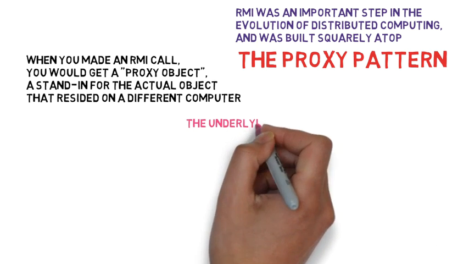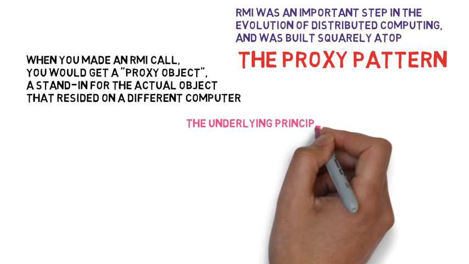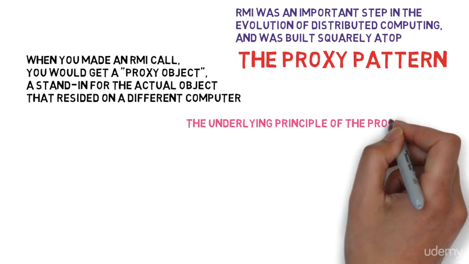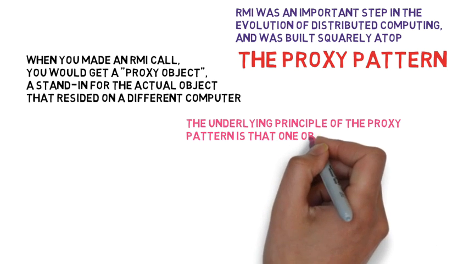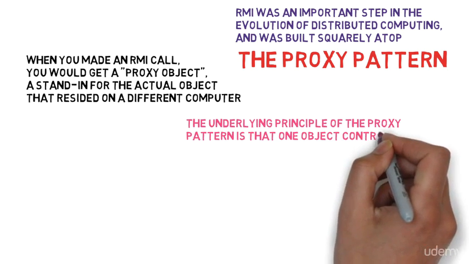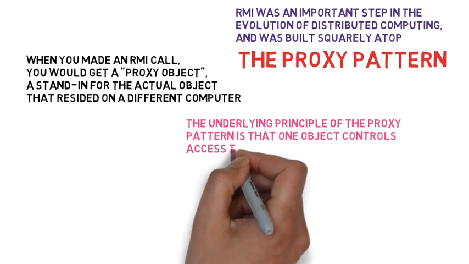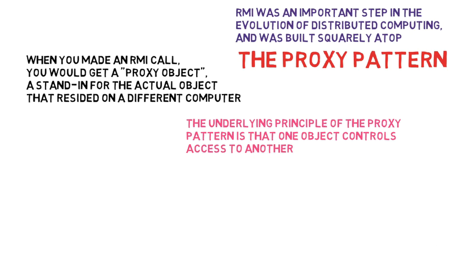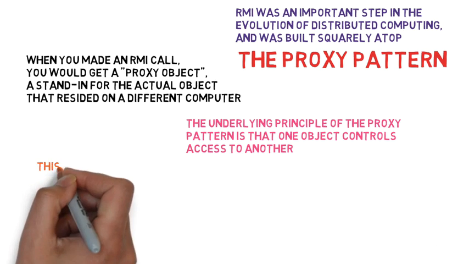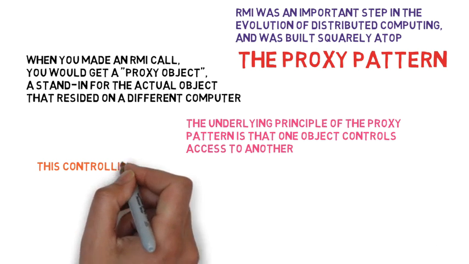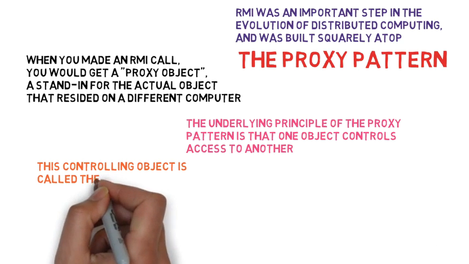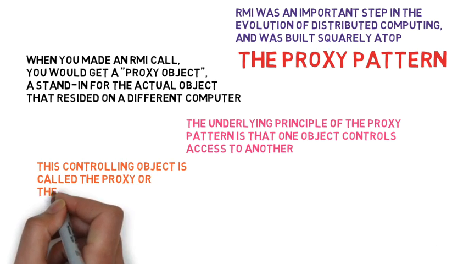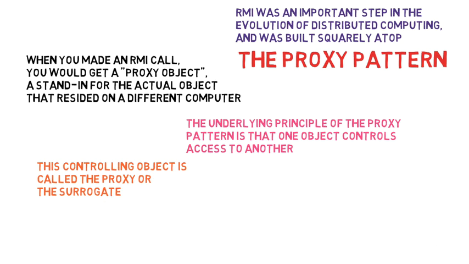The underlying principle of the proxy pattern is that one object, that is the proxy, controls access to another. What does this mean? This means that anytime you want to access the real subject, which perhaps is on a different computer or could be on the same, you have to go through the proxy. The proxy gates access to the real subject. The controlling object is called the proxy, or the other term for it is the surrogate. It's a stand-in for the real object. It also controls access to it.